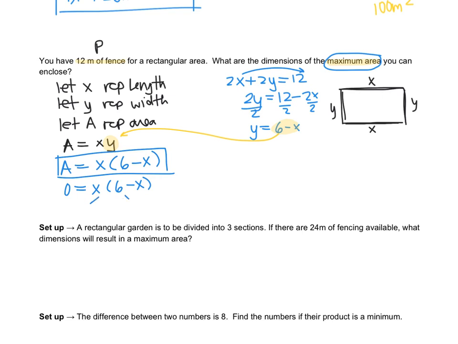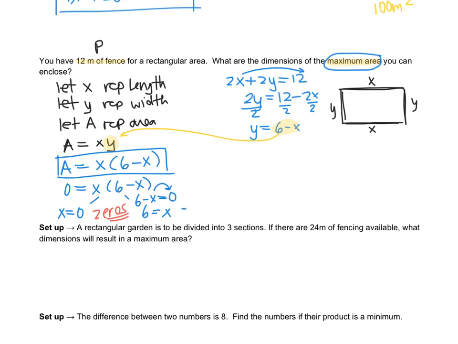And now we branch off. x equals 0 or 6 minus x equals 0. I'm just going to bring the x over so that it becomes positive. And here we are. These are your zeros. So don't accidentally say, oh, I can't have a length of 0, so my answer is 6. No, we need the vertex.